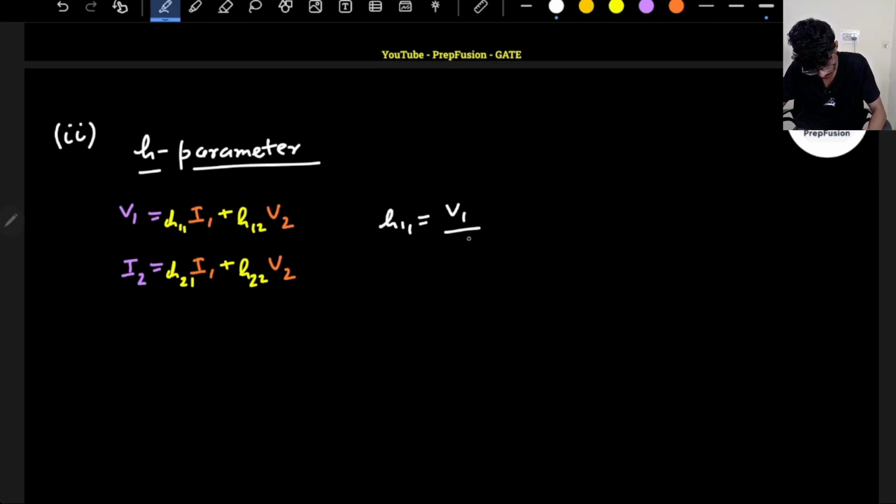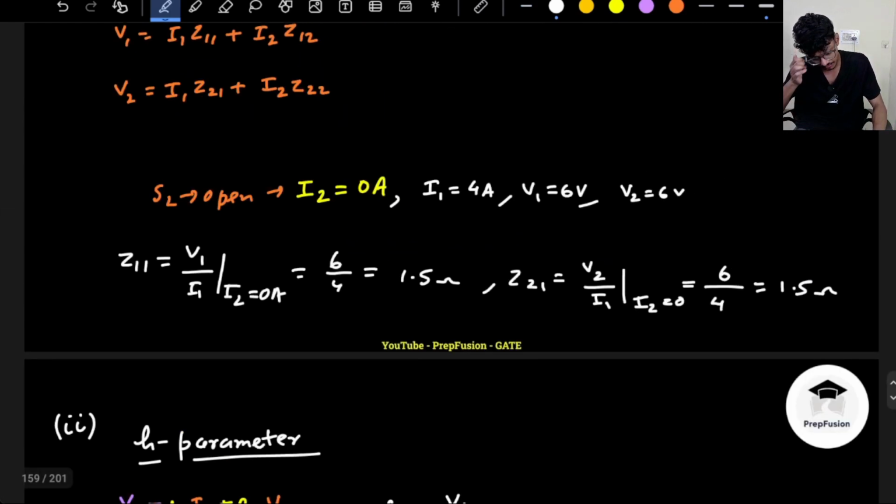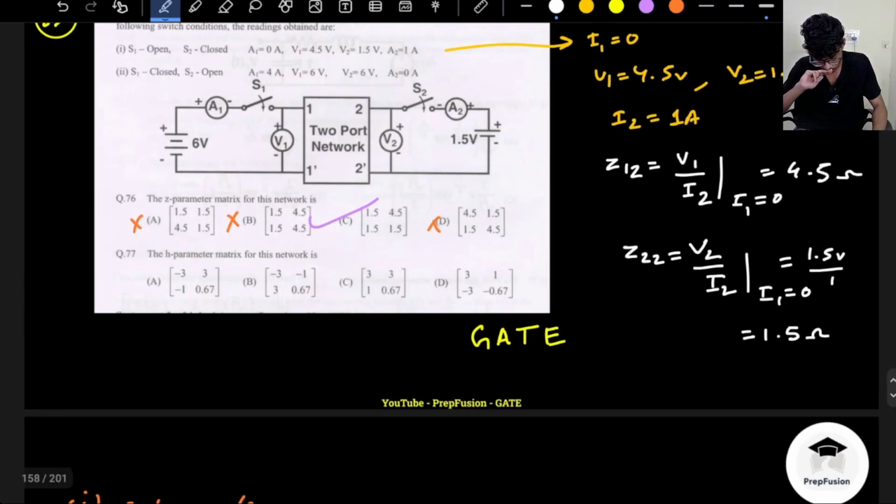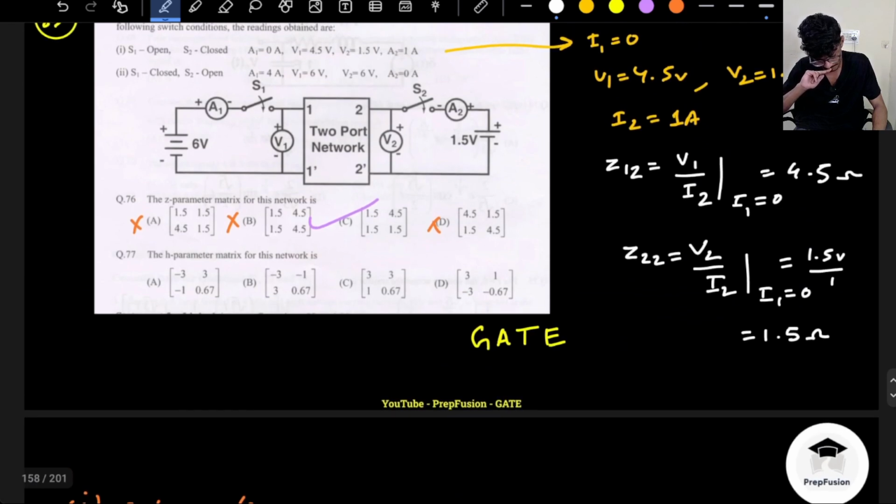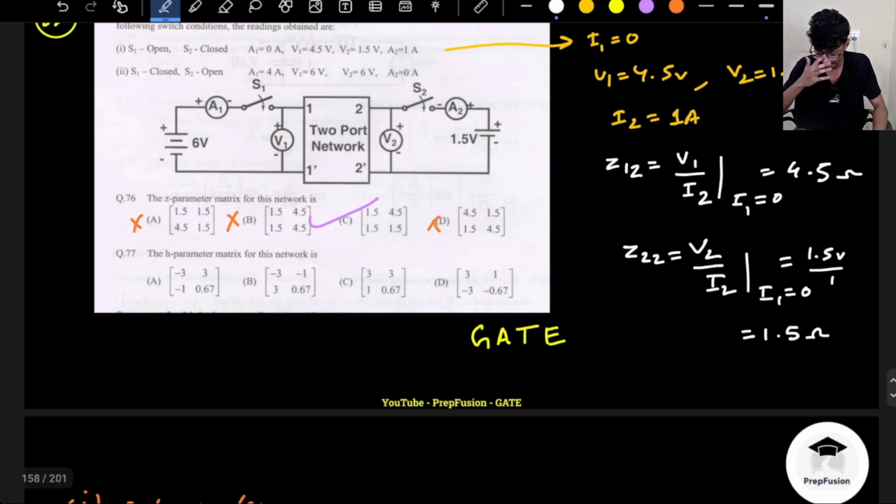So from here I can directly find out what is my H11. H11 is V1 by I1 when V2 is 0. So actually I cannot directly find this one out. But a few things I noticed: it is not even reciprocal, right? Because H21 is not equal to minus of H12. Oh, sorry, it is reciprocal, right? This network is reciprocal.